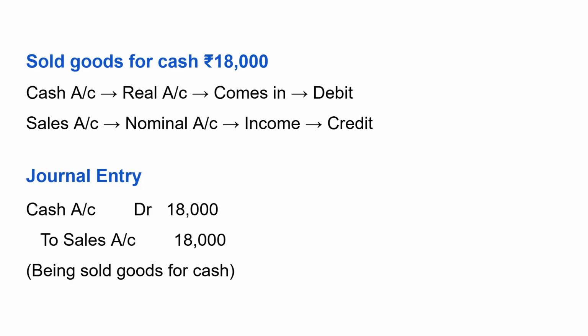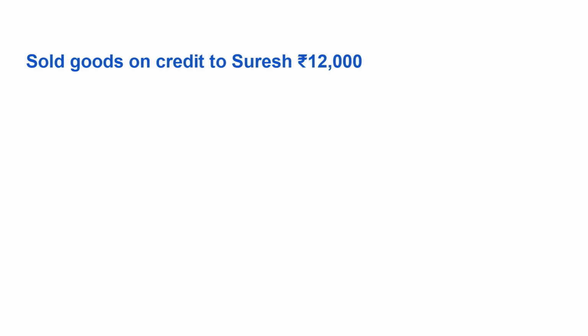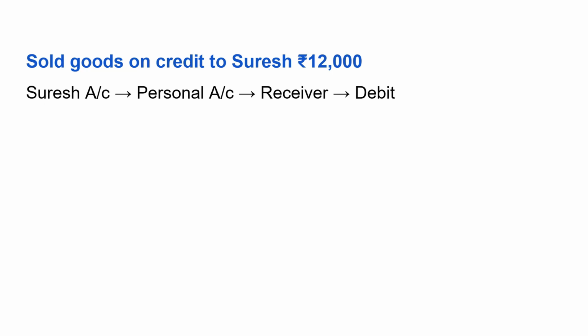Next, sold goods on credit to Suresh 12,000 rupees. Here the two accounts affected are Suresh account and sales account. Suresh is a person, so it is a personal account. And Suresh is the receiver of goods. We sold the goods and Suresh received the goods. So Suresh is the receiver, and the rule for personal account is debit the receiver.